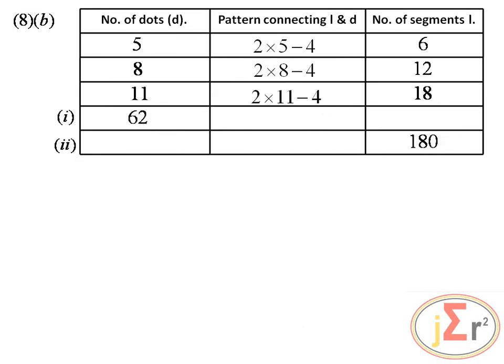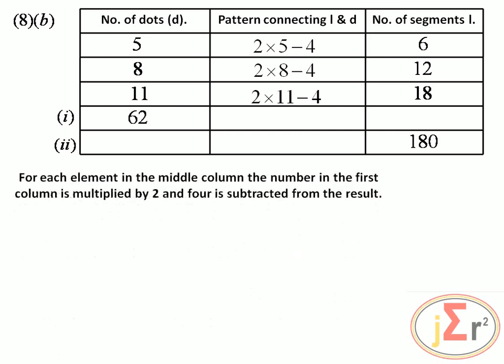We are going to complete that table, and we have some spaces that are missing, and we are going to complete the table by inserting the missing values. For each element in the middle column, the number in the first column is multiplied by 2 and 4 is subtracted from the result. So that's what we notice, that whatever we have here, we always multiply by 2 and subtract 4 from the result.